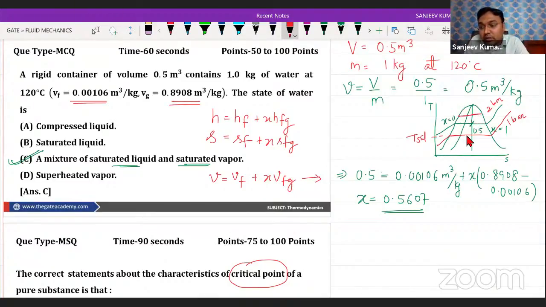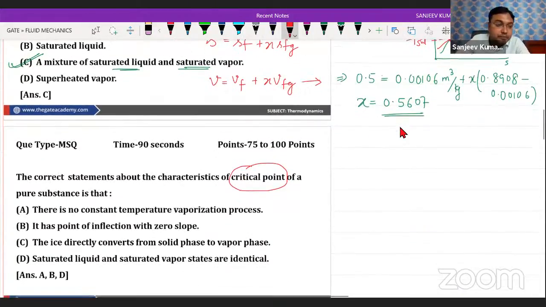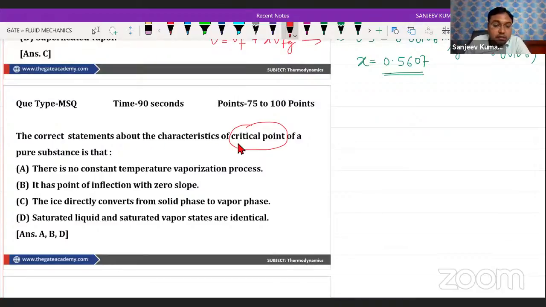But what happens to this distance Hfg? So this is your F point, this is G point, right? The enthalpy of evaporation, this is the Hfg value. If you increase the pressure, the enthalpy of evaporation decreases, and it becomes 0 at a point. This point is called the critical point, where your enthalpy of evaporation is 0. And if the pressure increases, your saturation temperature increases and the Hfg value decreases. This is very important. Now you can see. So the correct statement about the critical point is there is no constant temperature vaporization process.